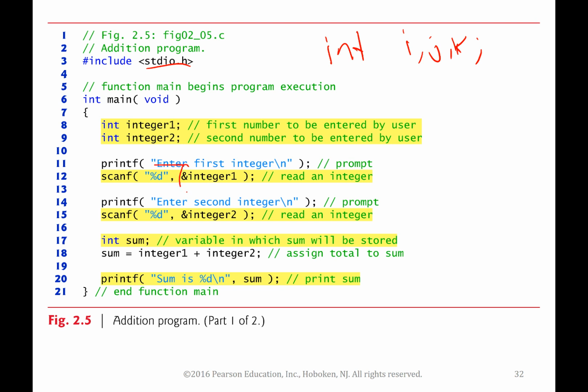This has a little ampersand in front of it right there. And what that ampersand means is that we're passing the scanf not integer 1, but the address of integer 1. Otherwise, it can't put whatever we type into that location.